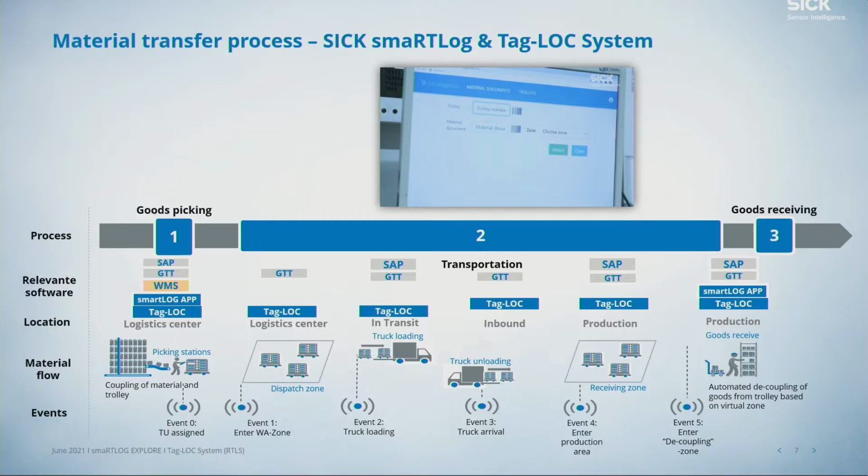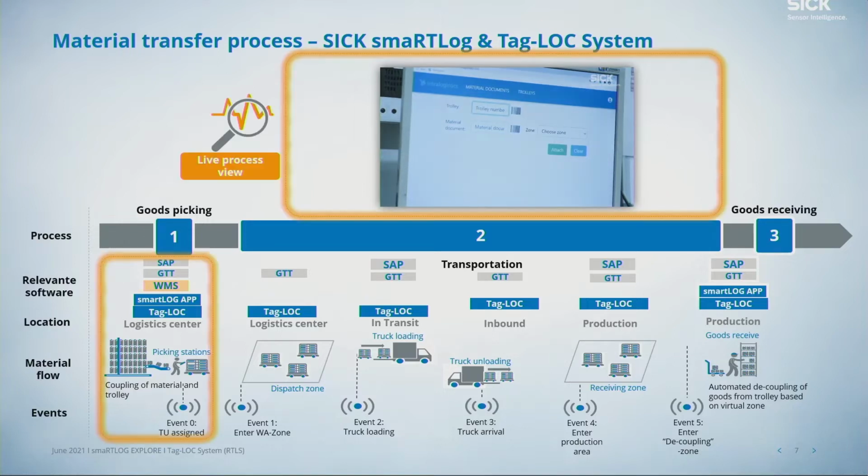So we distinguished three processes, like shown on the slide, which are goods picking, transportation, and goods receiving. Each of those processes has one or more relevant data sources or software, such as the warehouse management system, Global Track and Trace, SAP, but as well our SmaRT application and Tag-LOC system. We have different locations, and each location has a different set of material flows, and each of those is combined with a logically triggered event.